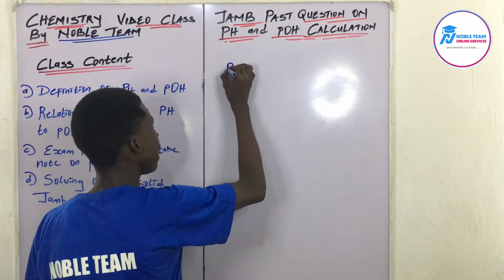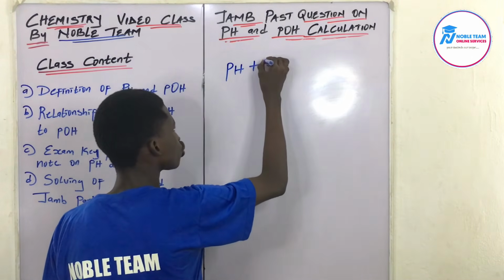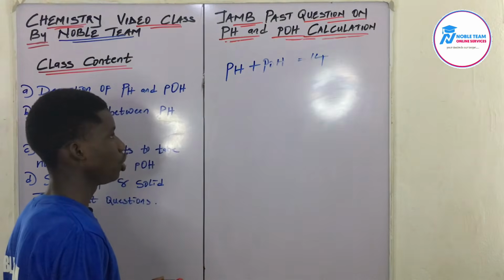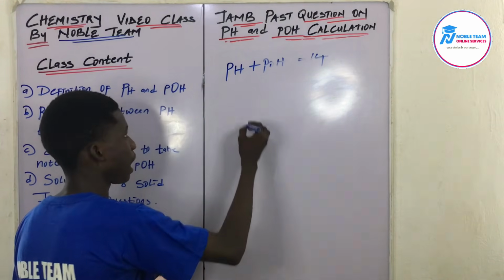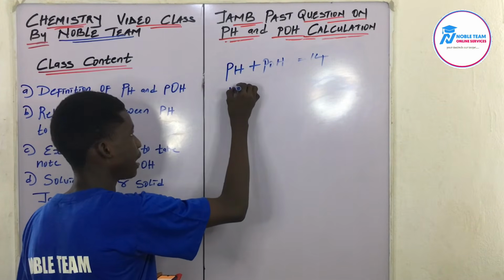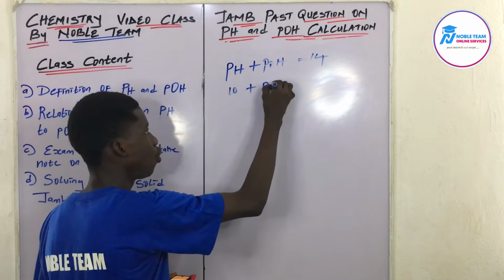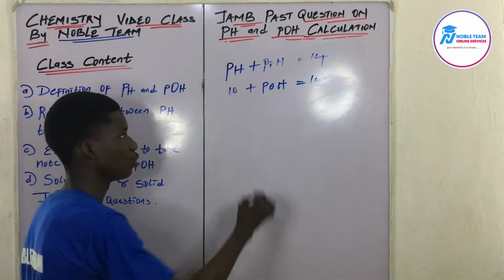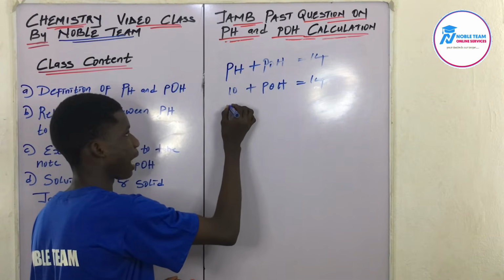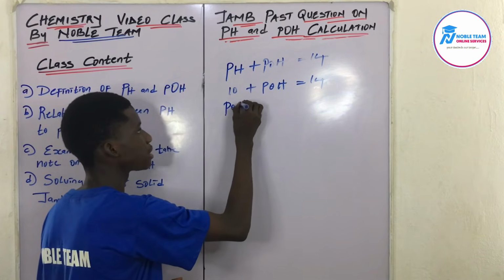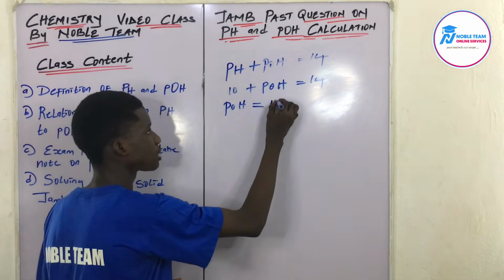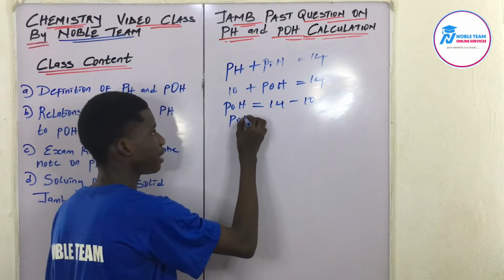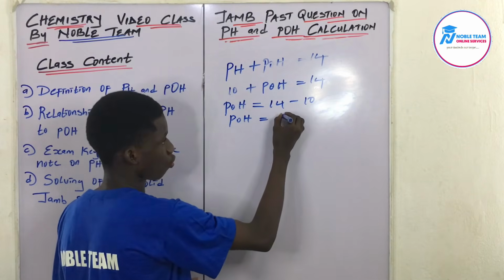So it's going to be pH plus pOH is equal to 14. This is what I have. So what is the next step to take? Our pH is 10. Then this pOH is unknown and is equal to 14. Understand what I'm trying to do? Making this subject of formula, I'm going to be having pOH is now equal to 14 minus 10. Then my pOH is equal to 4.